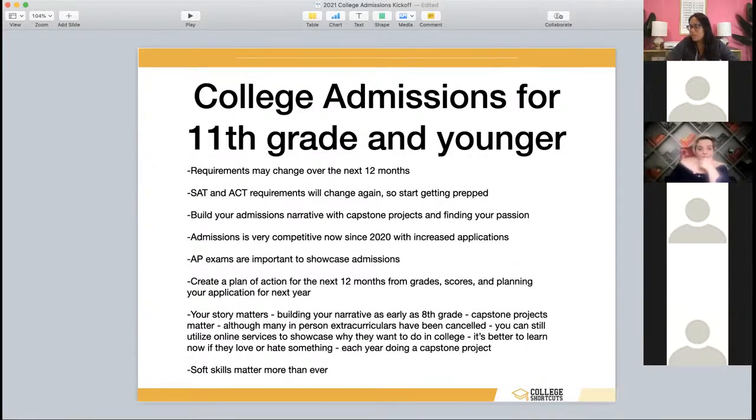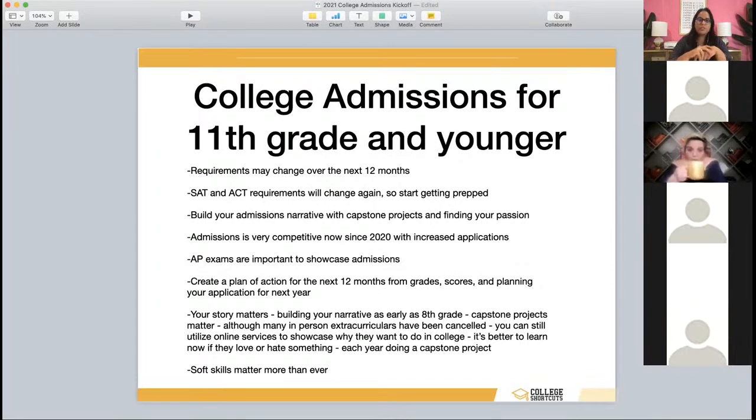Next big thing that's coming is the SAT and ACT requirements will change again. So keep getting prepped. For the students that couldn't take it this year, that are in 11th, 10th grade, just keep practicing and realize that you need to sign up ahead of time.